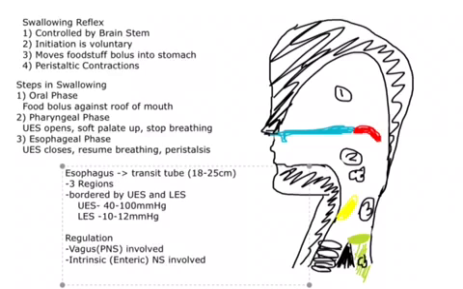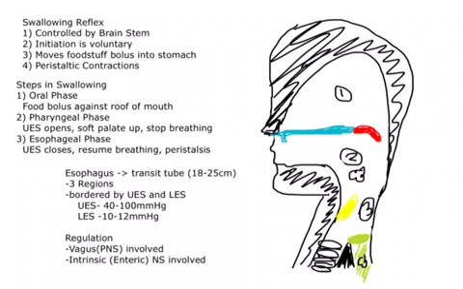The first region is the upper 1/3, and that's skeletal muscle. And then the middle region is a mix of skeletal and smooth muscle. And then our lower region, closer to our stomach, is only smooth muscle. This is seen in humans, but in dogs, their esophagus is 100% skeletal muscle.